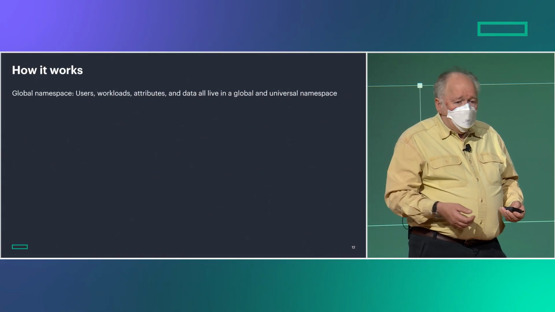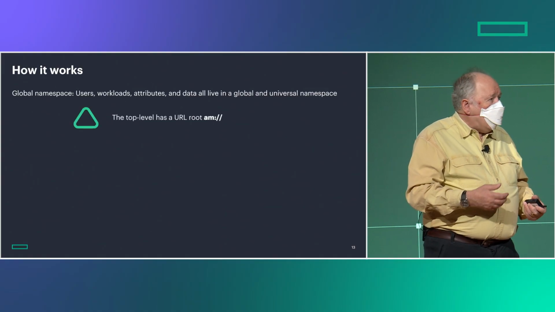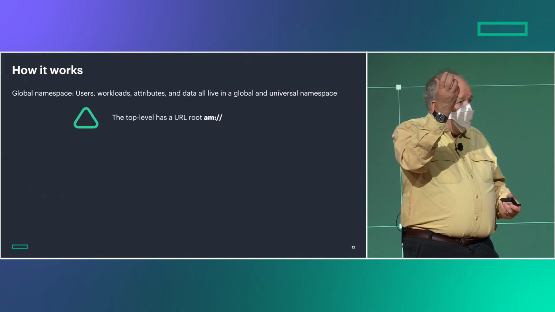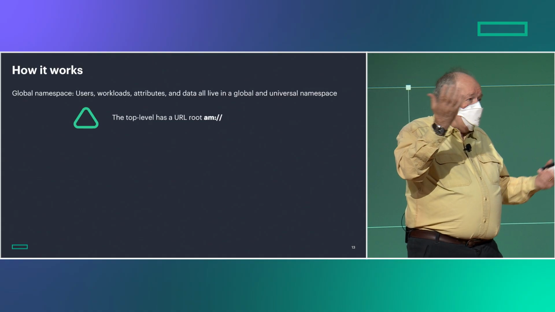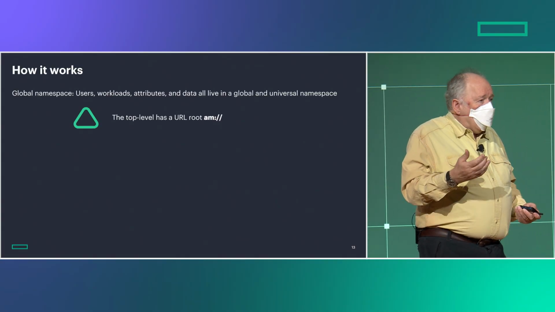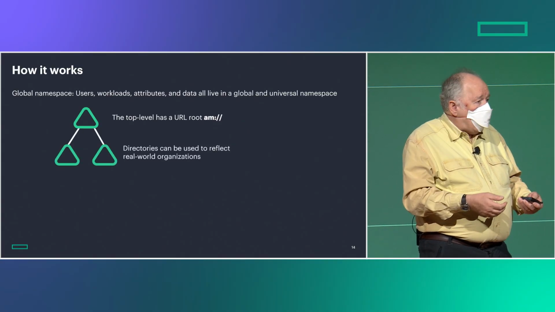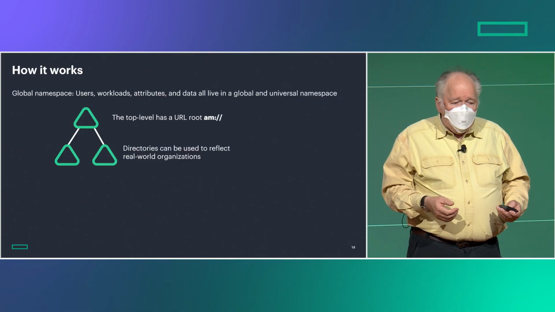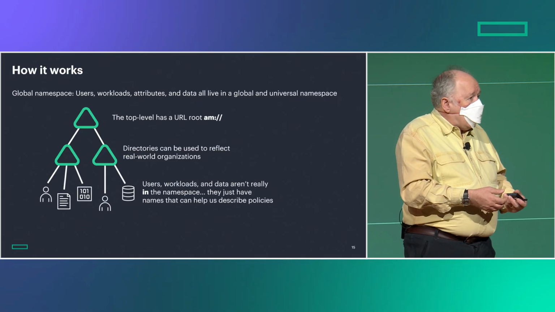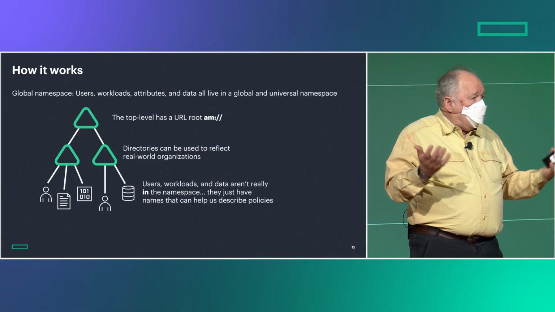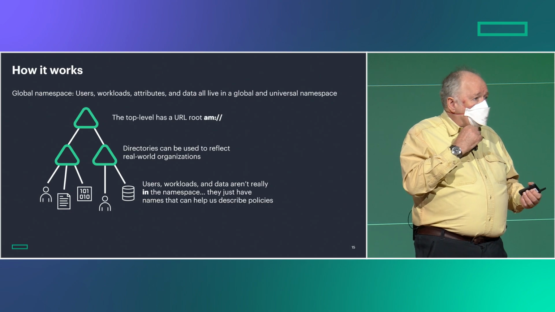So the global namespace looks kind of like this. At the top level, there's the AM scheme, that's the access manager. Below that, we can have directories that could reflect actual organizations, and those organizations can have people, workloads, attributes, data sets, and so on.